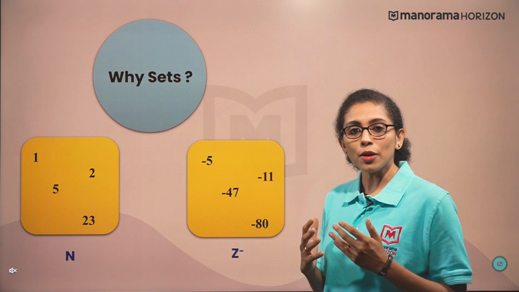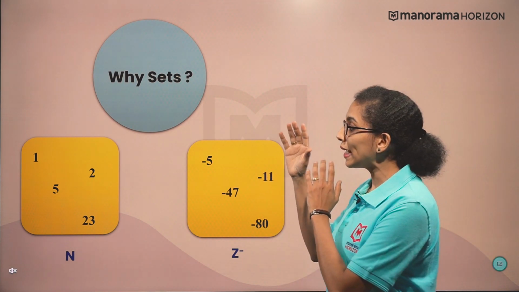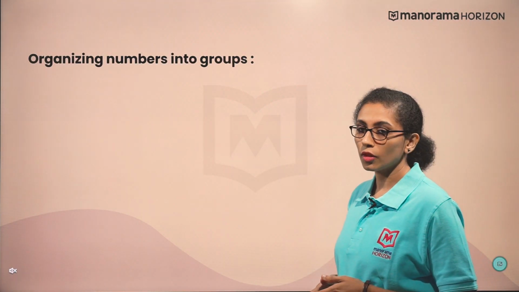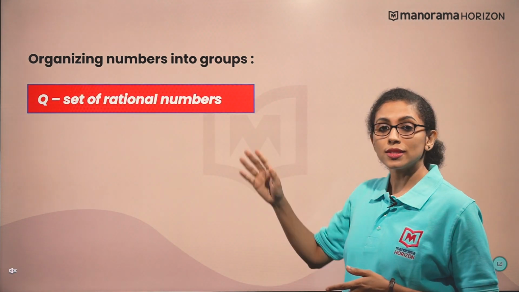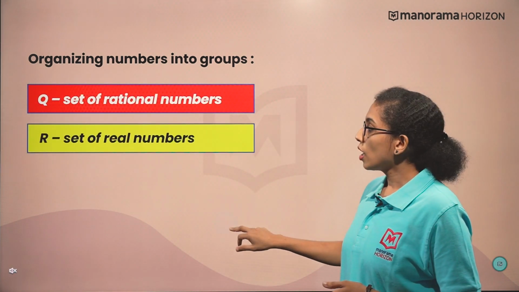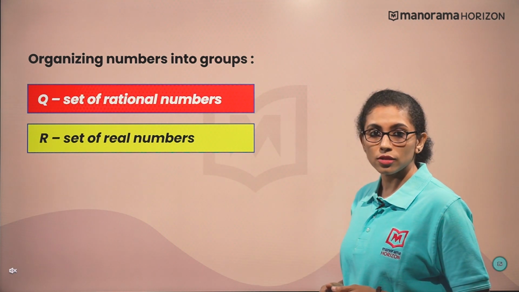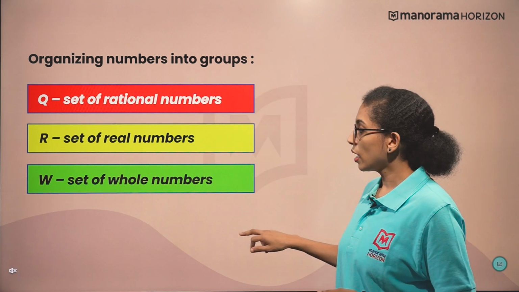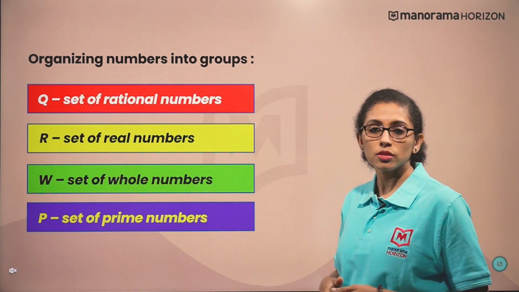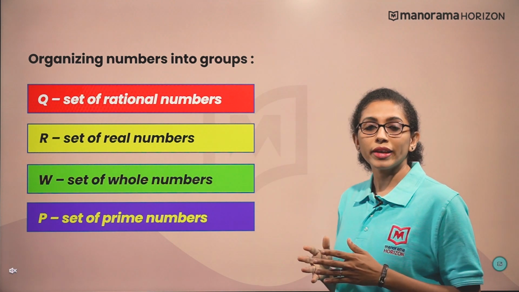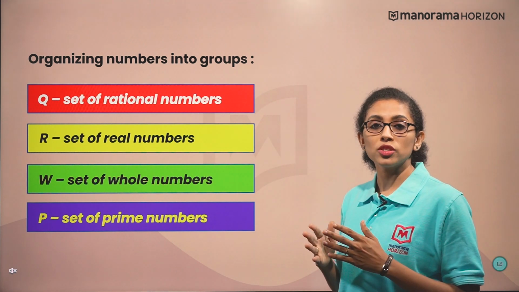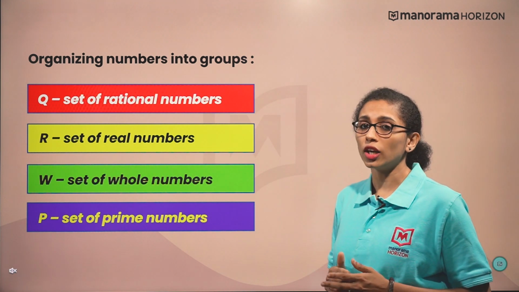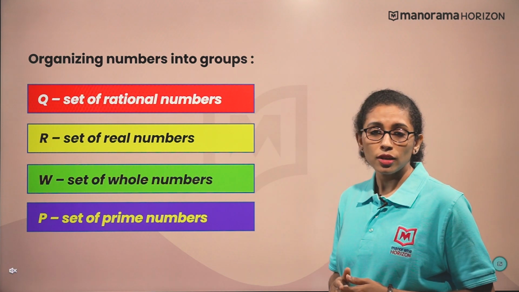Learning sets will help to organize the numbers not only in these groups but also in other groups. For example, Q represents the set of rational numbers. R represents the set of real numbers. W represents the set of whole numbers. And P represents the set of prime numbers, and so on. Thus, set theory aids in explaining collection of objects in a better and easier way. Now, do you think the benefits of learning sets are confined to this? Let's find out.